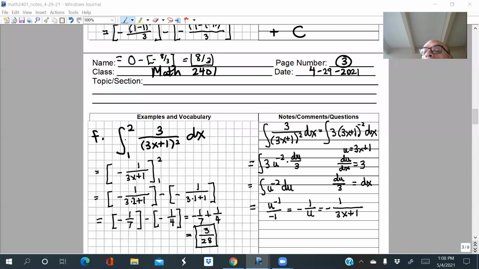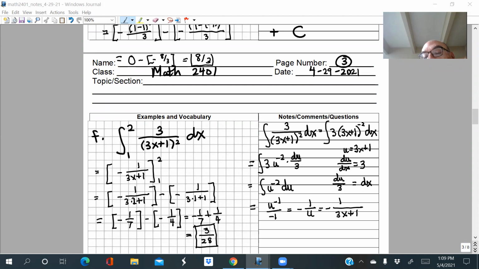Now, first I have to find the antiderivative, right? And then once I find the antiderivative, I plug in the limits of integration. So off to the side here, here's where I've computed the antiderivative. I'm finding the antiderivative of 3 over 3x plus 1 squared.